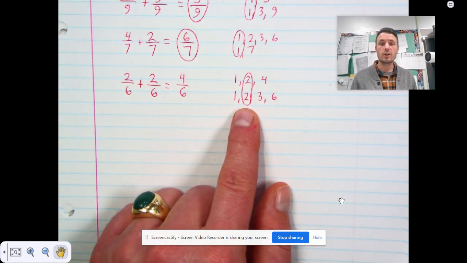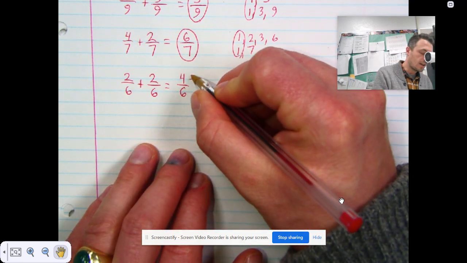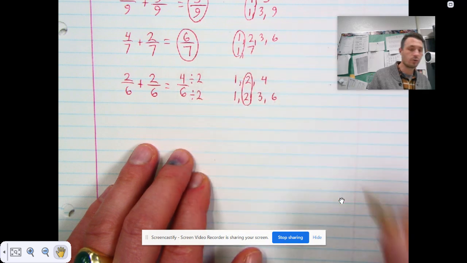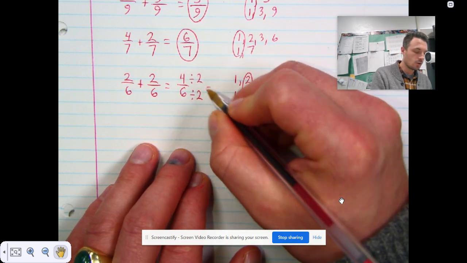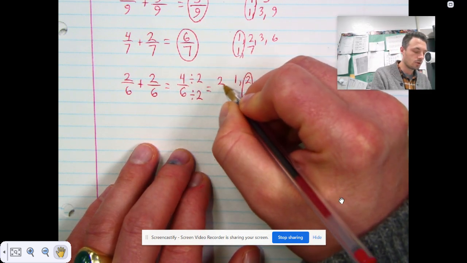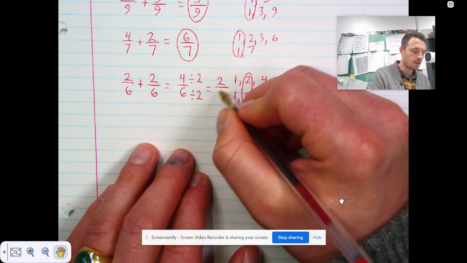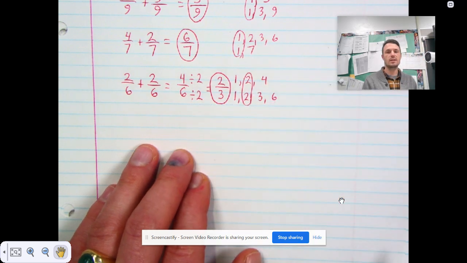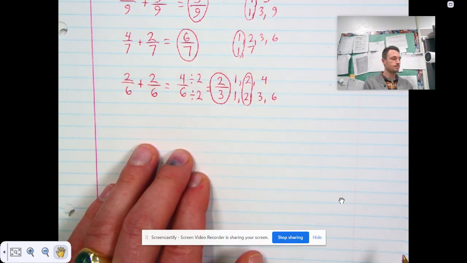What do you do with that greatest common factor? You divide the numerator and denominator by the greatest common factor. So 4 divided by 2 is 2, and 6 divided by 2 is 3. So 2/6 plus 2/6 is 2/3.